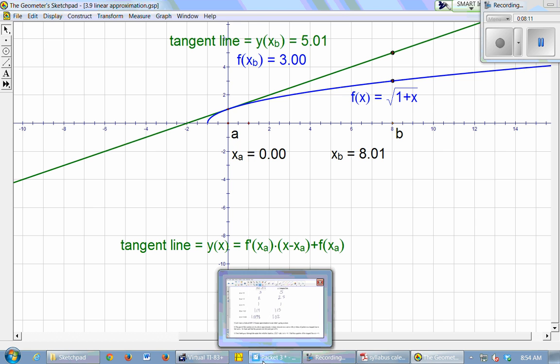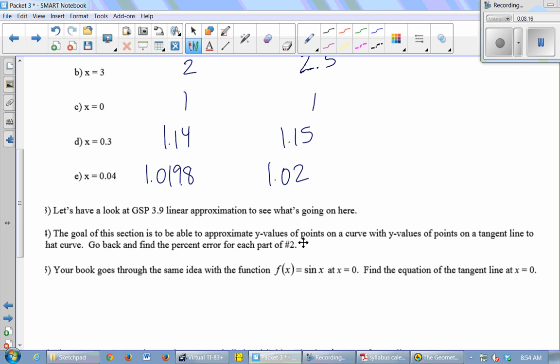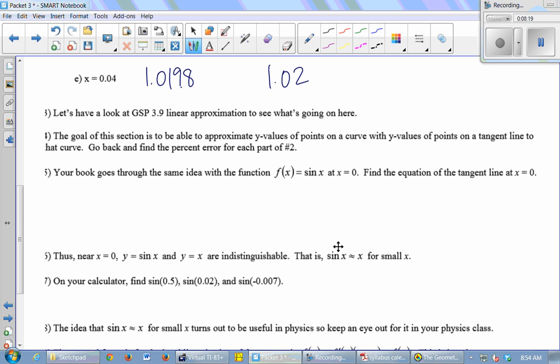So that means we can use that tangent line to approximate the function value. So the goal of this section is to be able to approximate y values of points on a curve, to approximate y values of some complicated function with y values of points on a tangent line. Because tangent lines are lines, and lines are really easy to work with. Really easy to plug a number into a linear function.